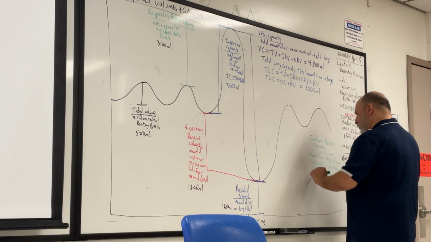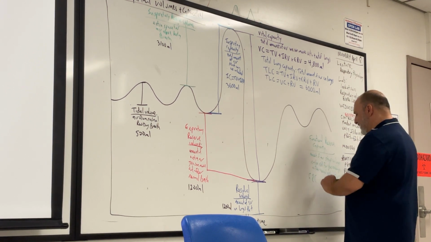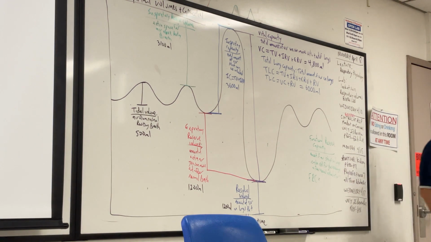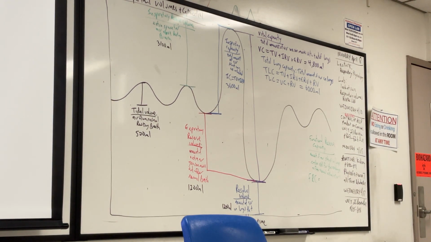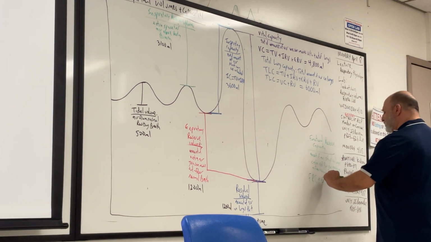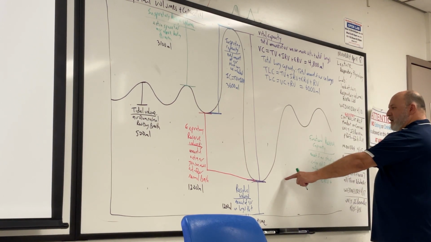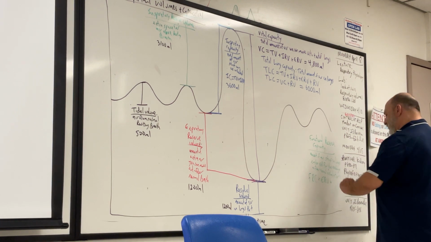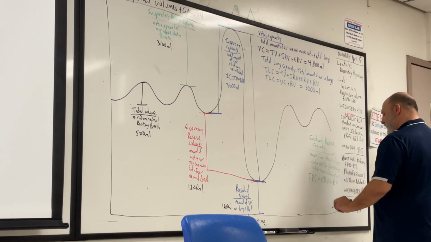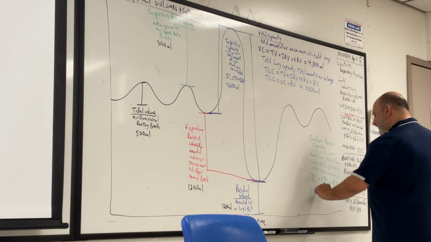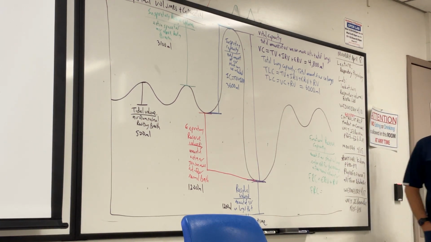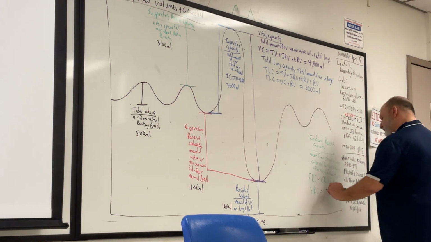And how do you think you would calculate the functional reserve capacity? Say that again? Exactly. This would be our expiratory reserve volume, the amount of air that we can move out after normal breath, and the amount of air we can't move out, our residual volume. And if we were to do the simple math here, what does that work out to? 2,400.